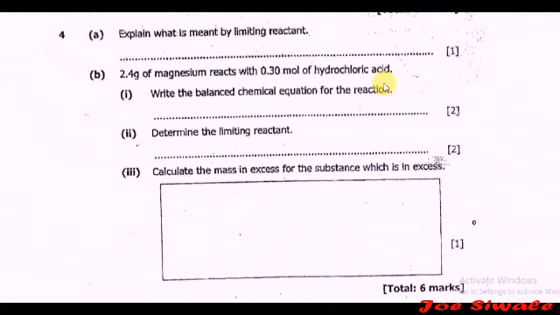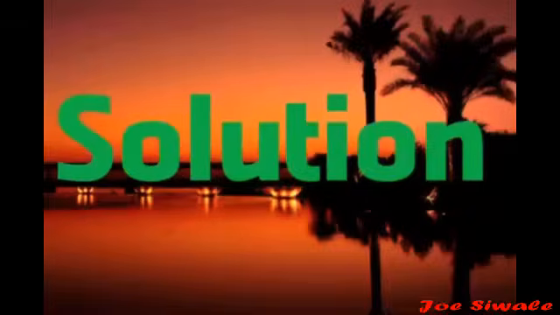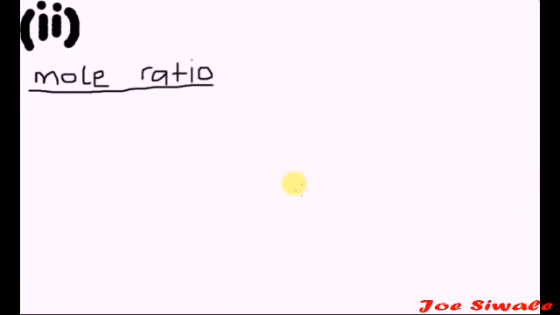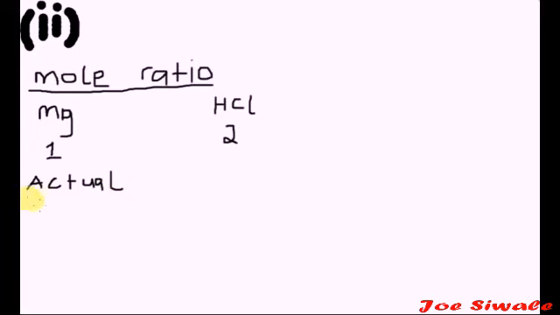Question B, Roman numeral 2 says, determine the limiting reactant, 2 marks. To answer this, the first thing is to write down the mole ratio between magnesium and hydrochloric acid from the balanced chemical equation. So from the balanced chemical equation, the number of moles of magnesium is 1 and the number of moles of hydrochloric acid is 2.